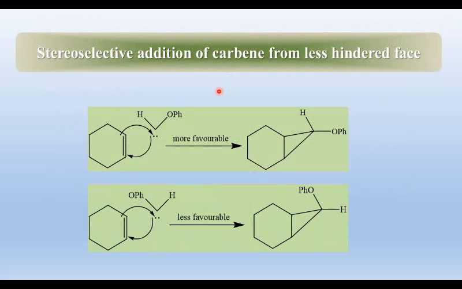Next is stereoselective addition of carbene from the less hindered face. Moderate stereoselectivity is also seen in the addition of phenoxycarbene to cyclohexene, in which the product ratio is apparently influenced by the steric factors that favor the introduction of larger groups, that is phenoxy, in the less crowded exo position. Here it is more favorable because phenoxy is at the exo position. It is less favorable because phenoxy is at the endo position.